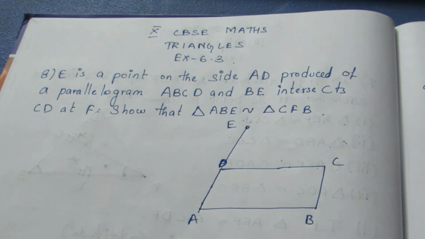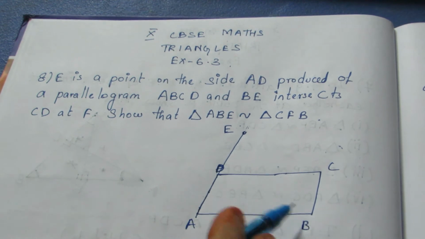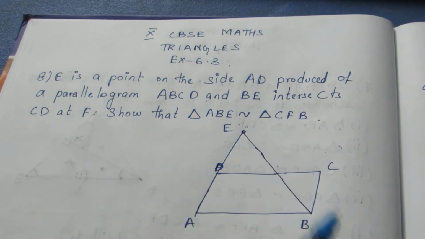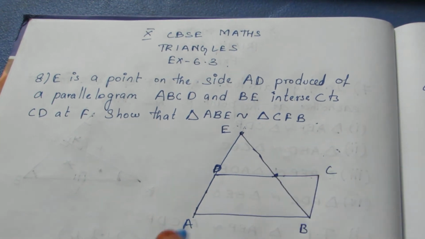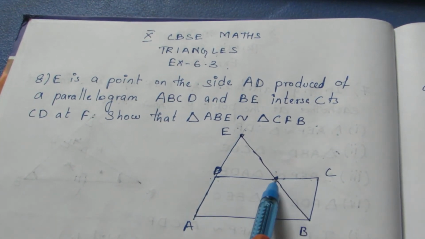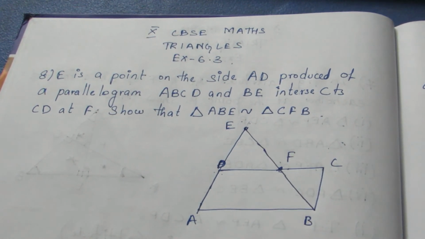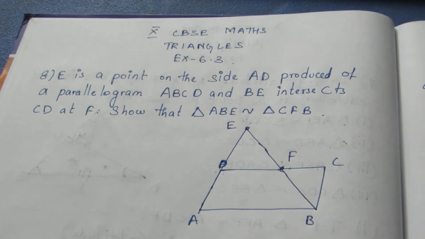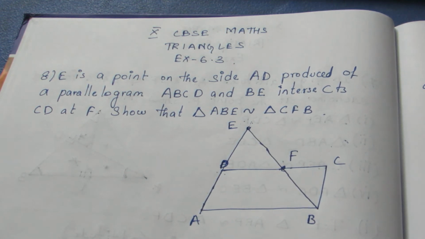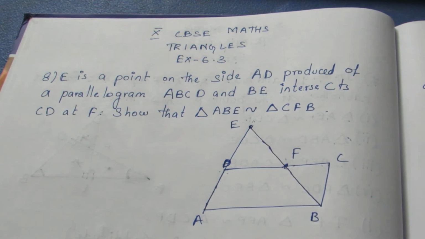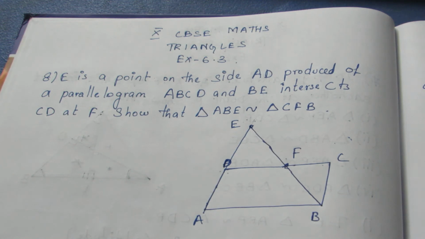Now join BE. If you join BE, it intersects CD. Now see, it intersects at CD at F. So this will be your diagram. E is a point on produced AD, and F is nothing but the intersection of BE and CD. So we have marked F.